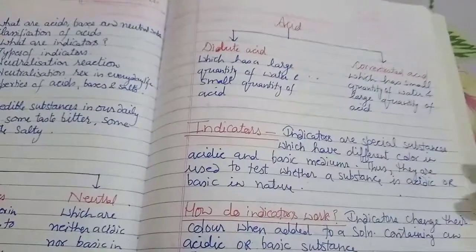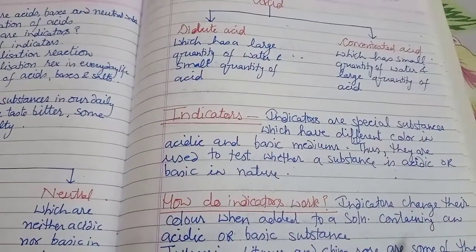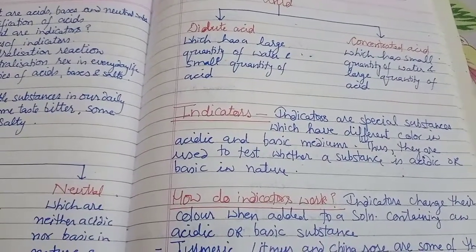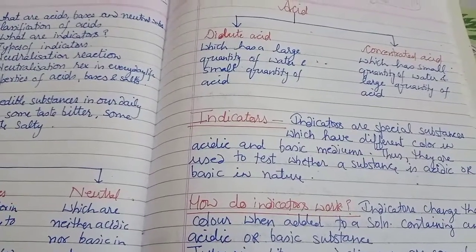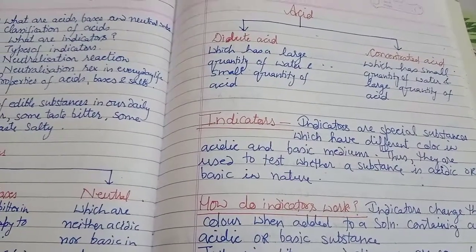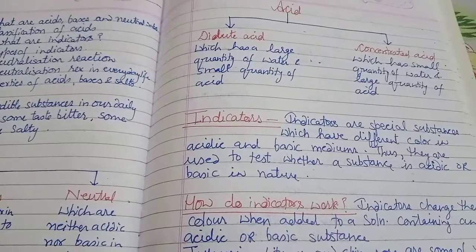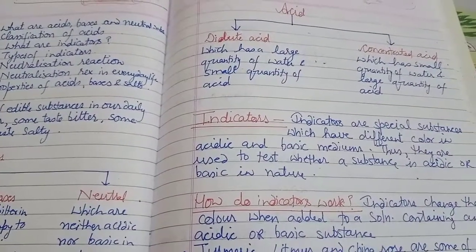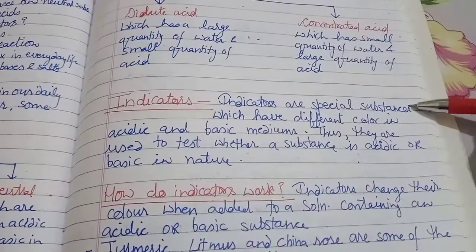Students, but each and every time we can neither taste the given substance, whether it is sour or bitter in taste, nor can we touch it, whether it is soapy or not. So every time, through taste or touch, we cannot tell whether the given substance is acid or base. So we need indicators for that. Now, what are indicators?